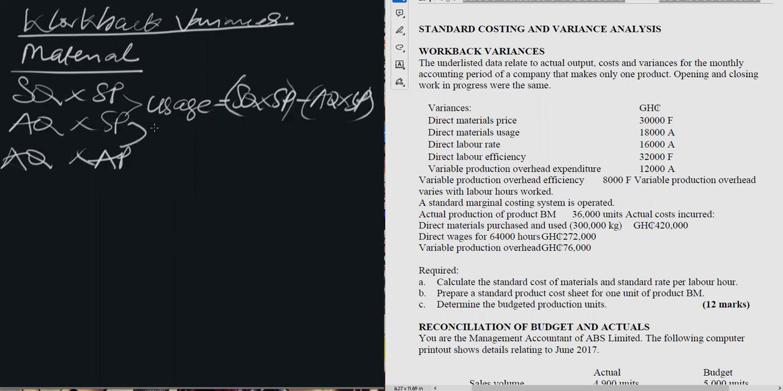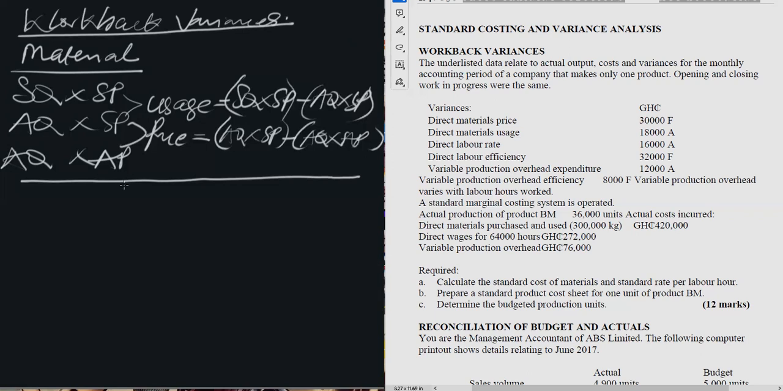Then here, we know here is price. So I can rewrite this as actual quantity at standard price minus actual quantity at actual price, right? So now that I have this, I can now start working my variance. So when I come here, the first one I said is better you start with the price variance. So when I say material price, I know the material price is down here, so I use this.